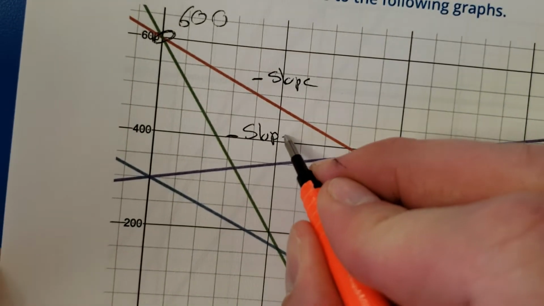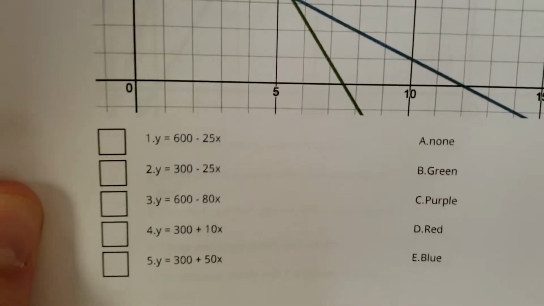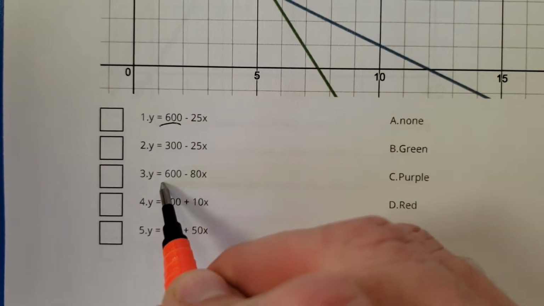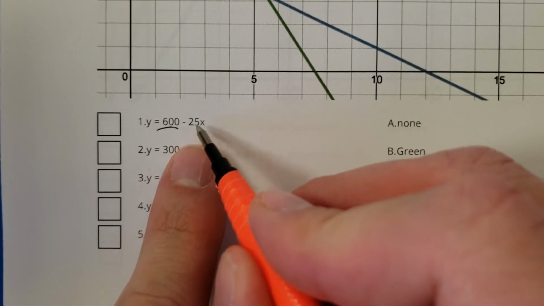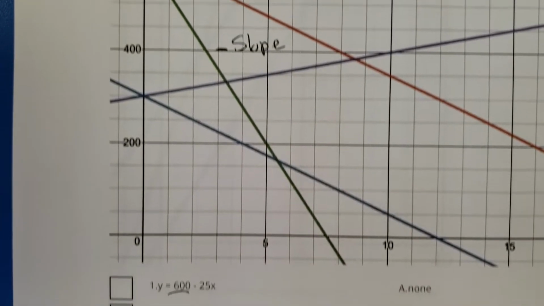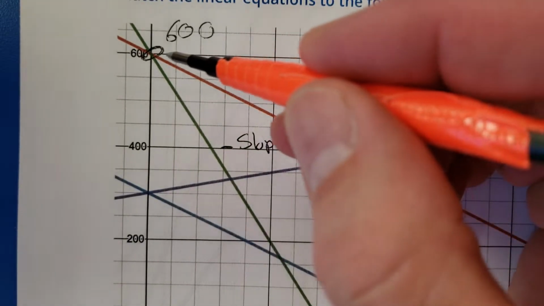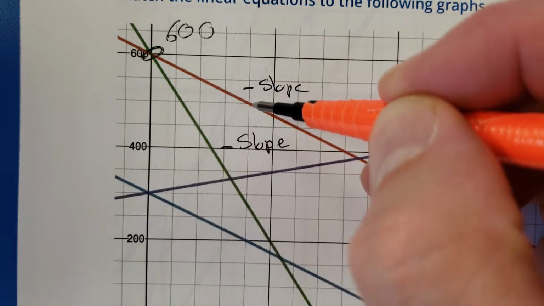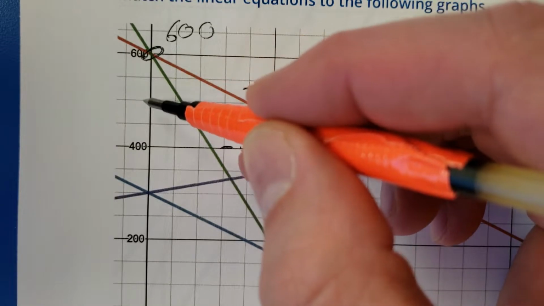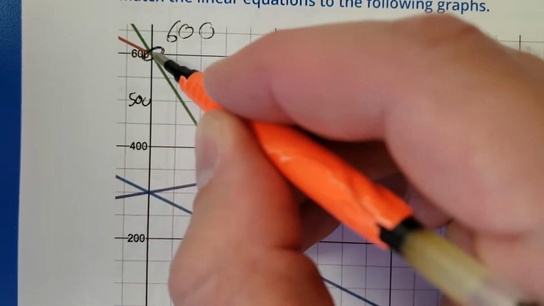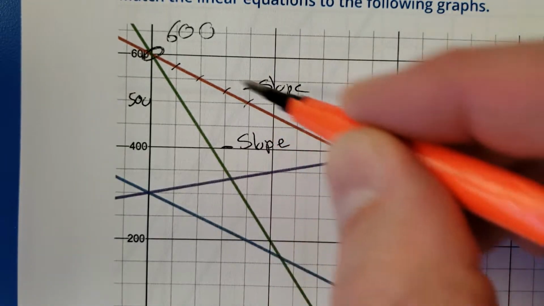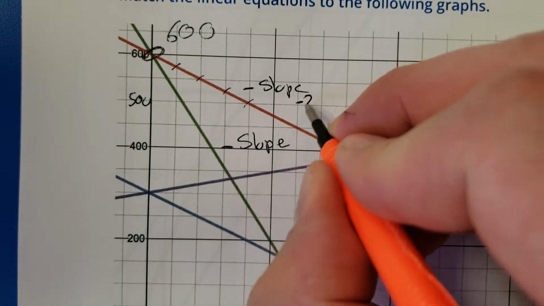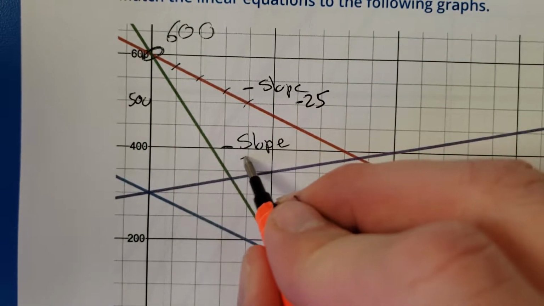Let's put an E there first. Let's look at our options. Right off the bat, there's a 600 and there's a 600. We have a minus 25x and a minus 80x. For minus 25, it goes over 1, down 25, over 1, down 25. Each block is 50, because this would be 500 right here, so that'd be 25, 50, 75, 100. You probably have a slope of negative 25, which means the other has a slope of negative 80.